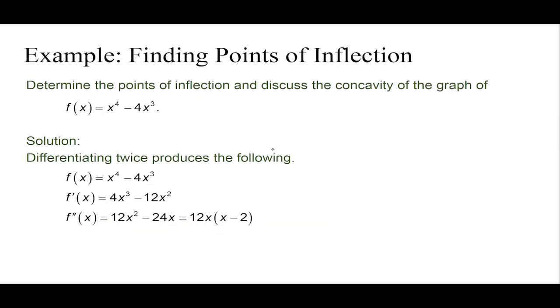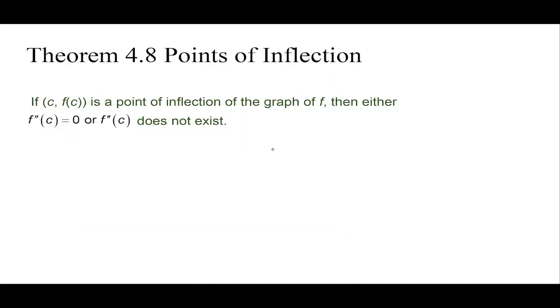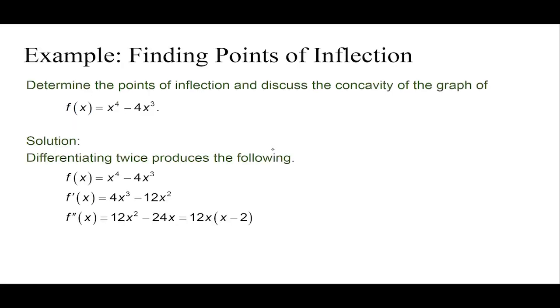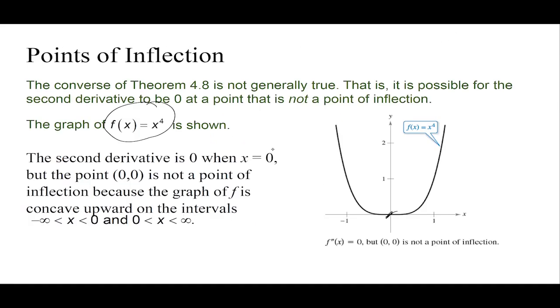This is just a reminder that if this is your inflection point, then either the second derivative would be 0 or the second derivative does not exist. But second derivative 0 does not mean that point would always be an inflection point. Like in this example, the second derivative is 0, but this is not an inflection point. To find out whether it's an inflection point or not, the graph should change its nature from concave up to concave down or concave down to concave up. But that's not the case in this example.